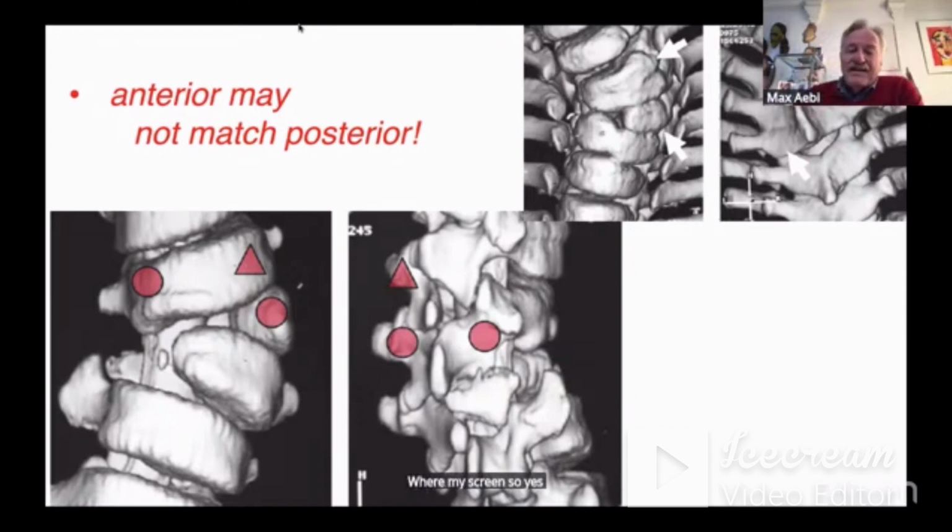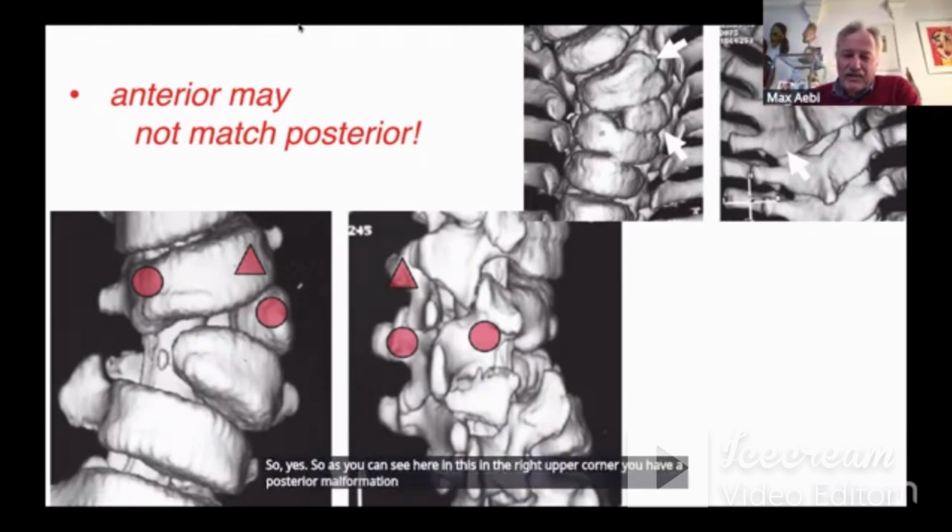So as you can see here in the right upper corner, you have a posterior malformation, which is a complex one. It is a fusion between the transverse processes, but also partially from the ribs. And anteriorly, you have very nicely a hemivertebra, and you think it's a straightforward issue. So you have to be careful when you analyze these X-rays.